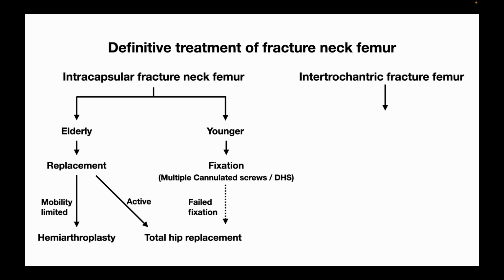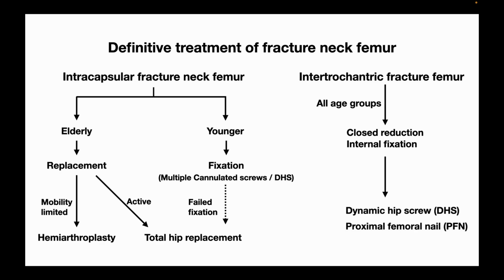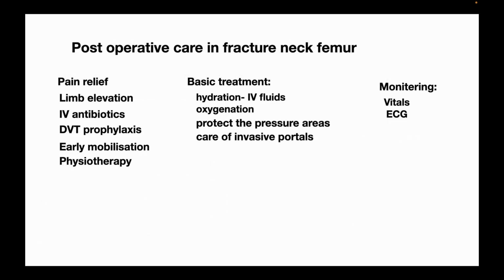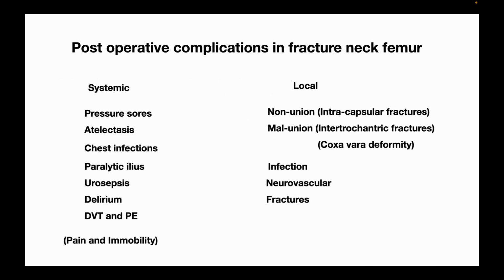In case of intertrochanteric fracture, the choice is much easier. For all age groups, the standard treatment is a closed reduction and internal fixation with a DHS or a PFN. Rarely, an open reduction may be necessary. A subtrochanteric fracture is usually treated with an intramedullary nail. The postoperative care and the postoperative complications that may develop in patients with fracture of the femur are enumerated here for your reference.